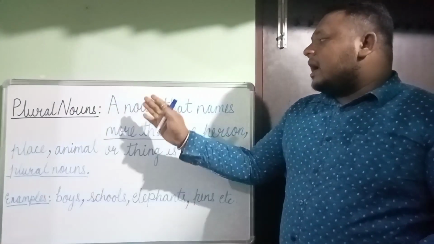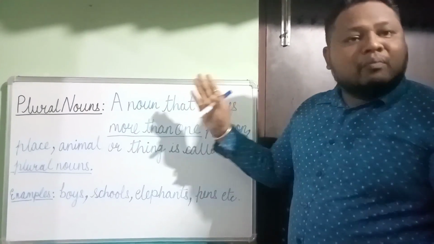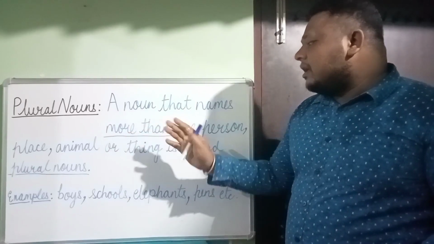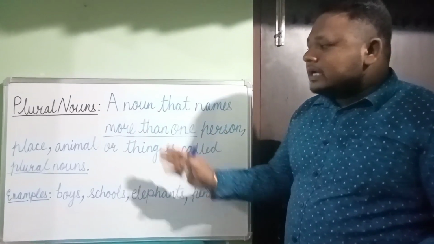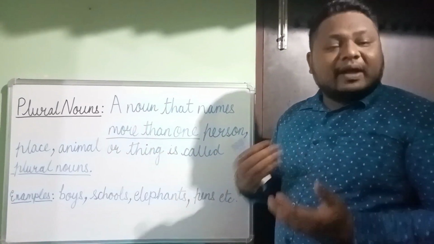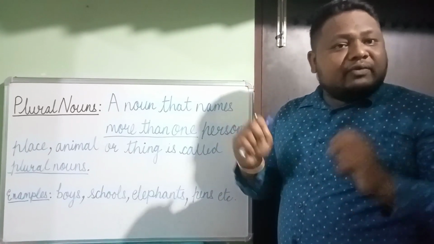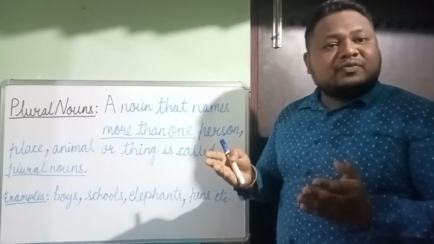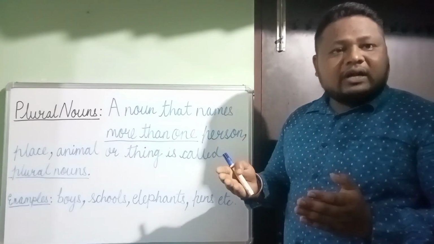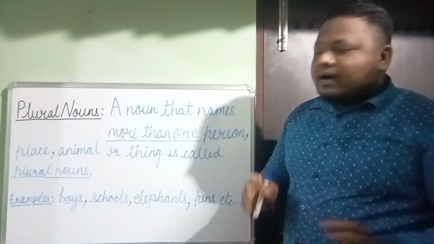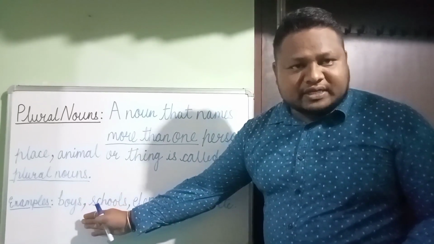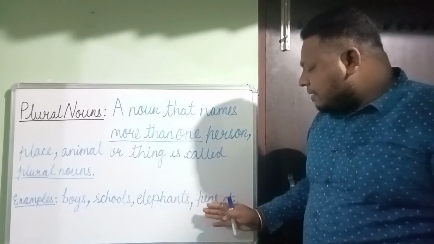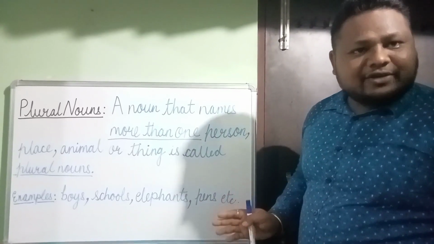Plural nouns. A noun that names more than one person, place, animal, or thing is called a plural noun. So when we name more than one person, place, animal, or thing, such form of noun is called plural nouns. For example, boys, schools, elephants, pens, etc.